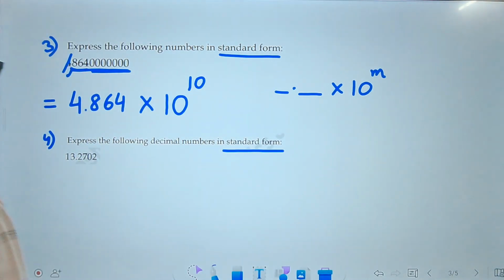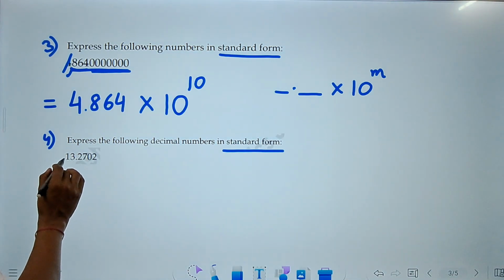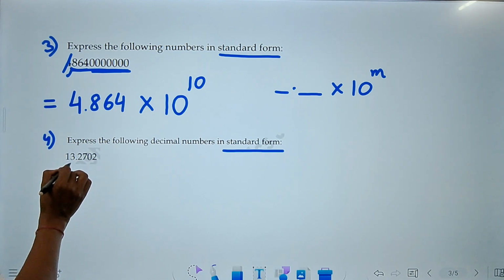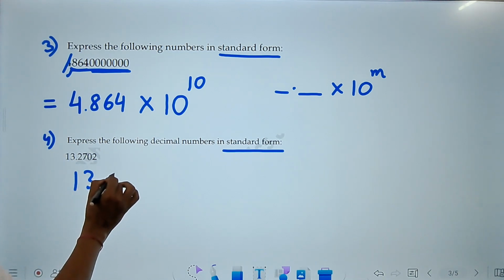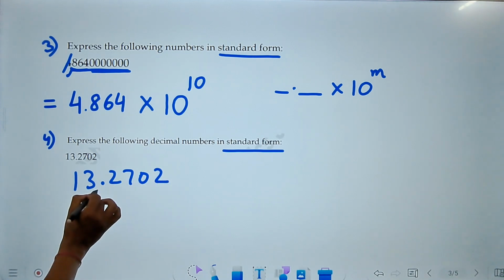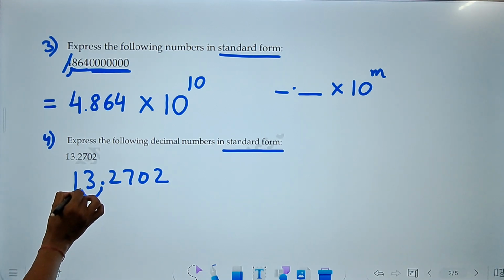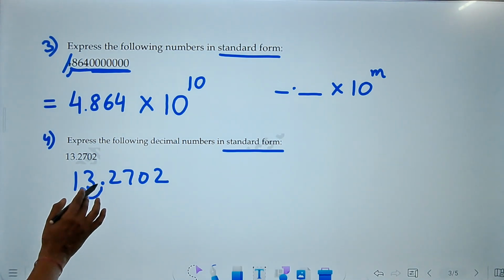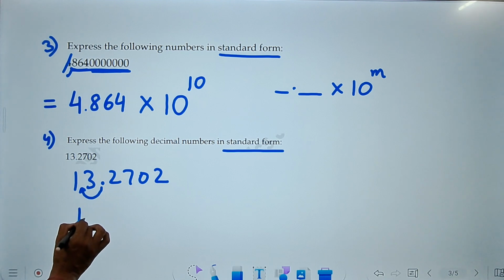Likewise, if a number is already given in decimals and you have to write that in standard form, again, shifting of decimal works here. 0.2702. I don't want the decimal at this place. This is the number now. I need to shift this decimal here. Now, to shift this decimal on the left hand side, I just need to multiply it by 10 raised to power something.